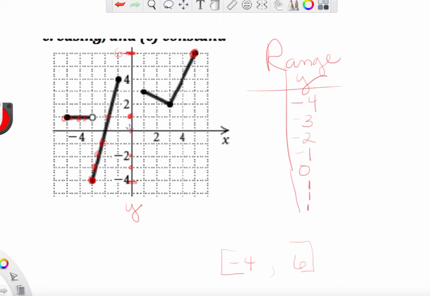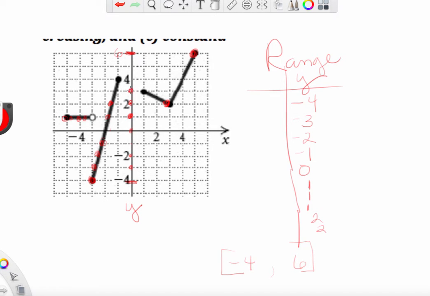So then I go up to +2. Do I have ordered pairs that use a y value of 2? Yes, I do. To the left of me and to the right of me. I have a couple ordered pairs that use a y value of 2. So far there's no gaps. I use -4, -3, -2, -1, 0, 1, 2. There's not one spot where there's a gap in the y values that I use.